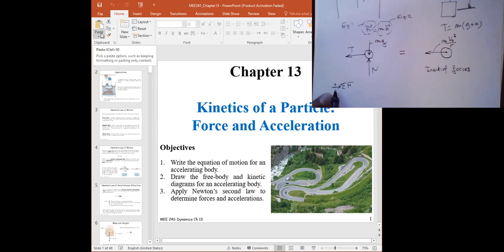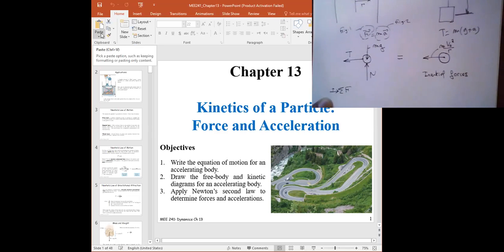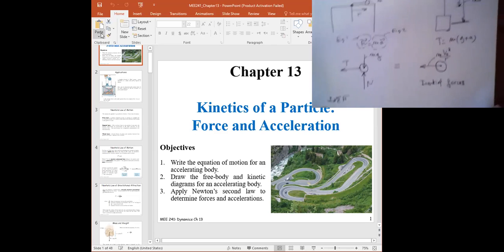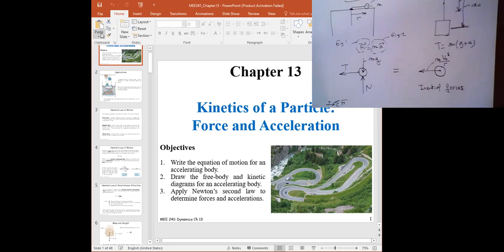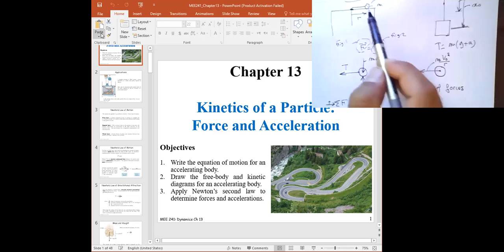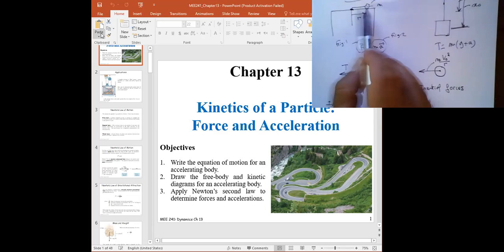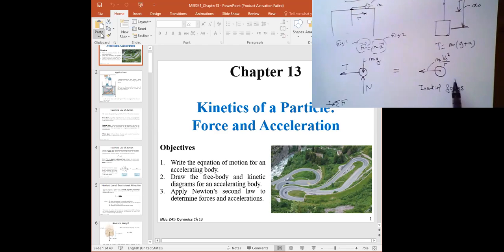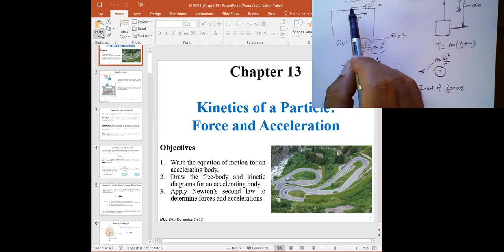Doctor, why did you take the acceleration V squared over R to the left? Why not to the right? We said the normal acceleration will always point toward the center of the circle, right? Okay, so this acceleration is pointing toward the center of the circle. Okay? The center of the circle is here, right?